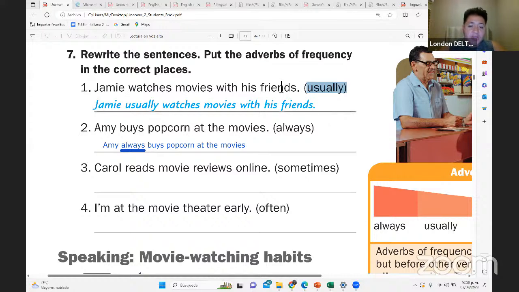Sometimes, ok, sometimes va siempre al inicio. Entonces, ¿cómo quedaría esta oración utilizando sometimes? Sometimes Carol reads movie reviews online. Very well. Sometimes Carol reads movie reviews online. Algunas veces Carol lee las reseñas de las películas online.